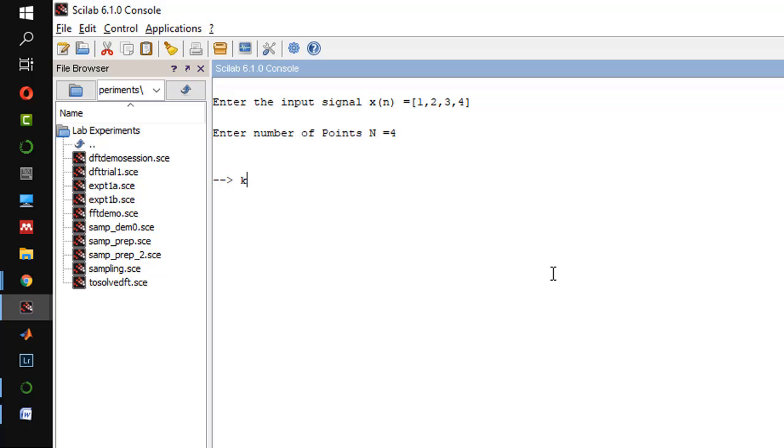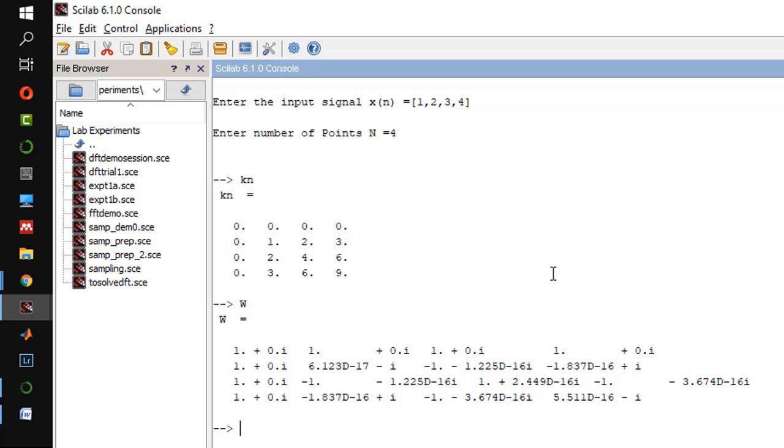No errors. Let me check what is there in kn. kn should have that matrix. We have that matrix. Let me check what is there in W. W should be a 4-point DFT matrix now. If you check, this is 1 plus 0i. Just ignore these 0 i's. This is 1, 1, 1, 1, and this is also 1, this is also 1, and this is also 1.